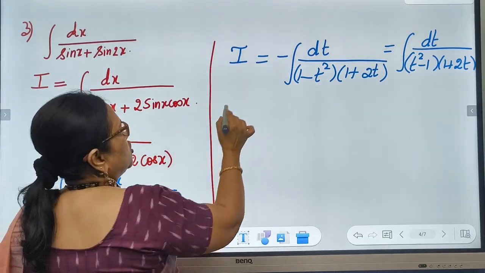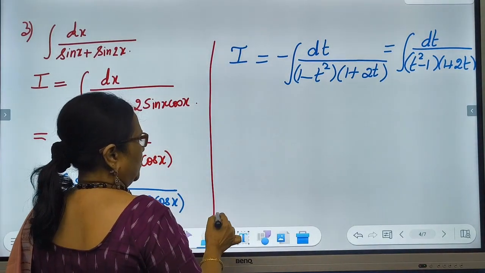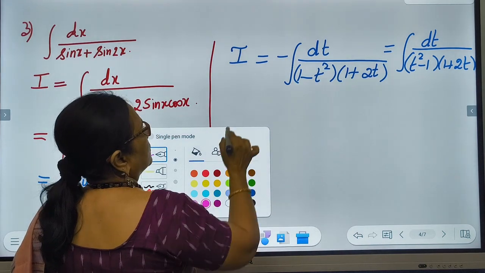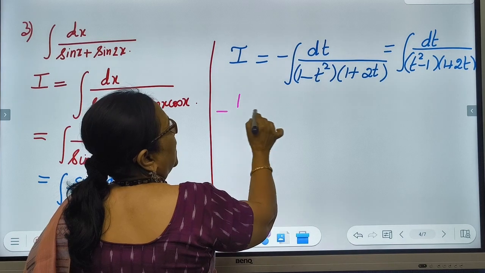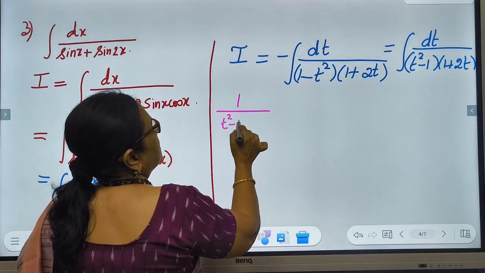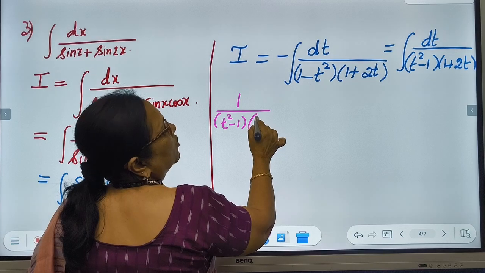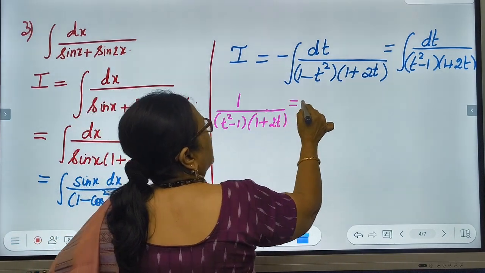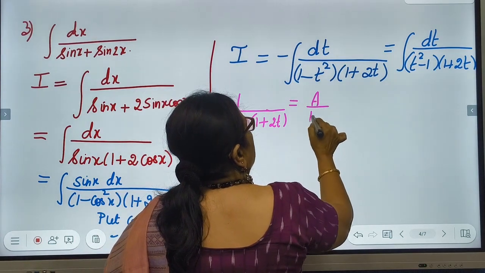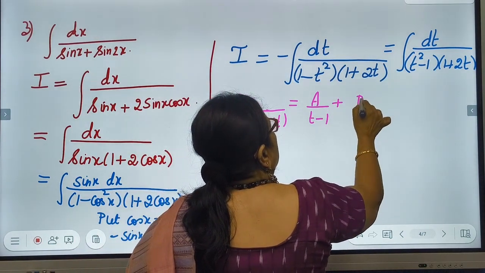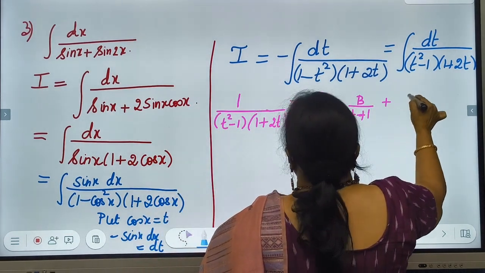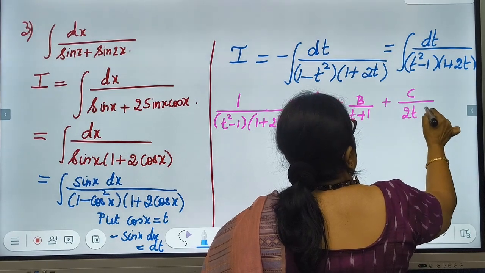Now, how to split this into partial fractions? That is what we are going to see. So, 1 by (t square minus 1) into (1 plus 2t) can be written as a by (t minus 1) plus b by (t plus 1) plus c by (2t plus 1).